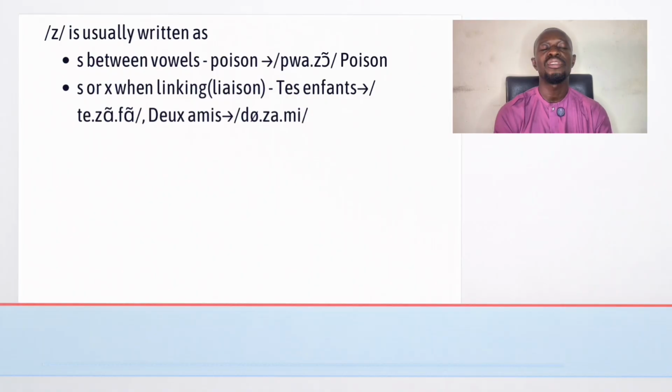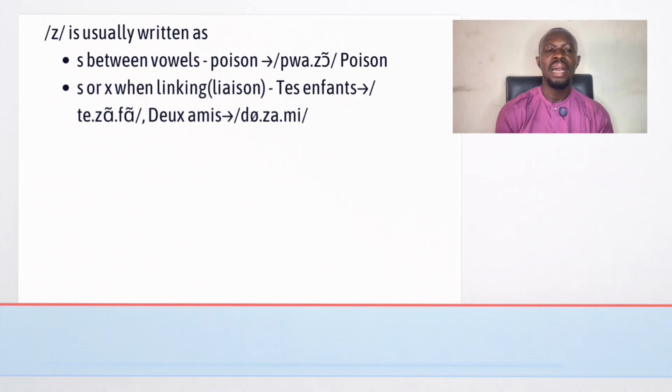Now, for instance, if you see S in between two vowels, you pronounce that Z. An example is poison. Now, if you see S or X when linking, that's when you're doing liaison, we pronounce it as Z, like tes enfants, tes enfants. Another example is dozamine.